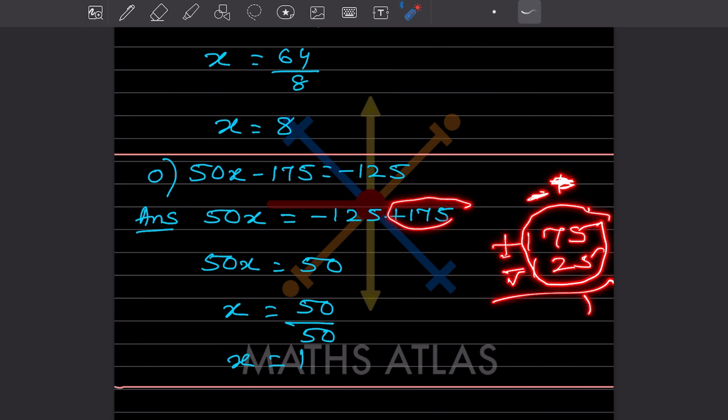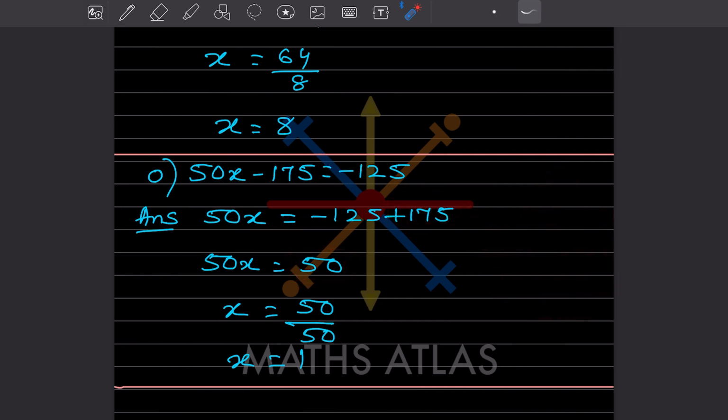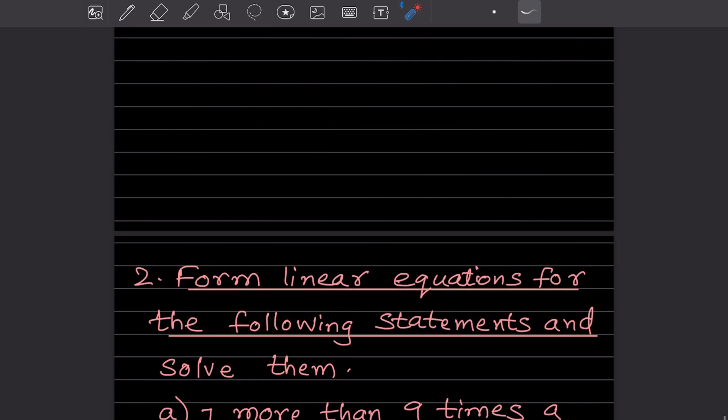So what do you get over here? This is 50, but the bigger number decides the sign. Which is the bigger number? 175. So this is positive. So x is 50 by 50. That is going to be 1. Okay. So now let us go for the next question.